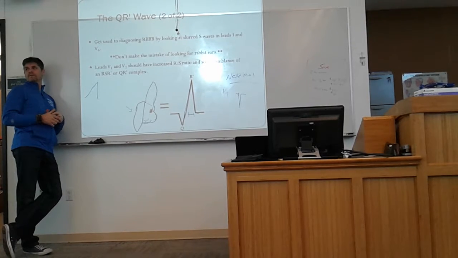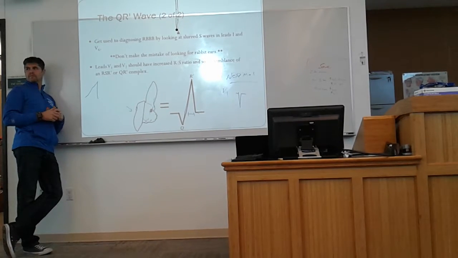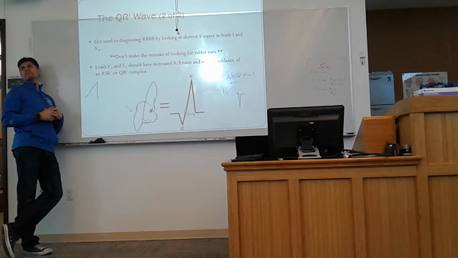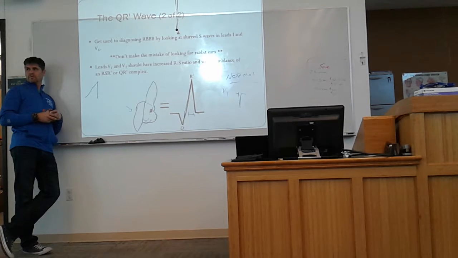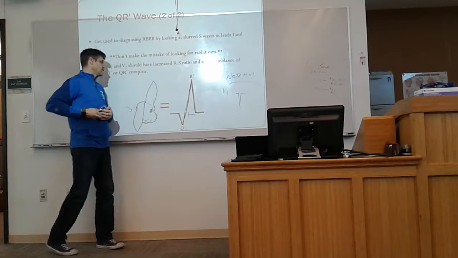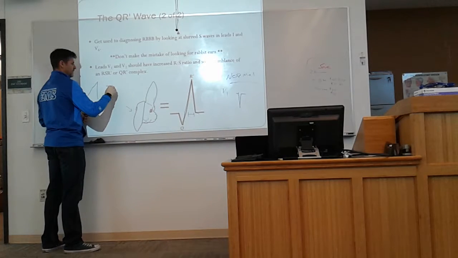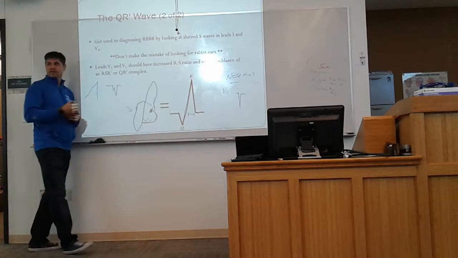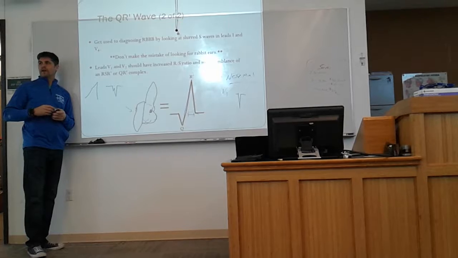Would you notice negative deflection bunny ears? Instead of having both your R and your R prime being positive deflection, would you have a Q and a Q prime, a little trough? As in, would you have something like this? You could have that in other leads, but not in V1. Not in V1.